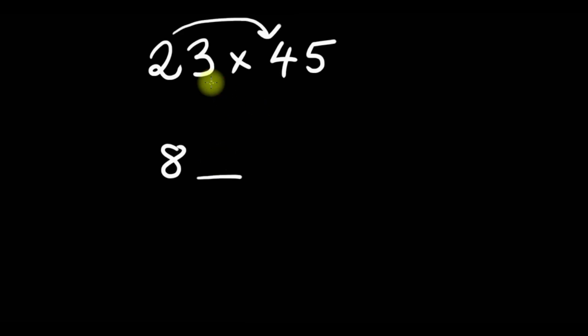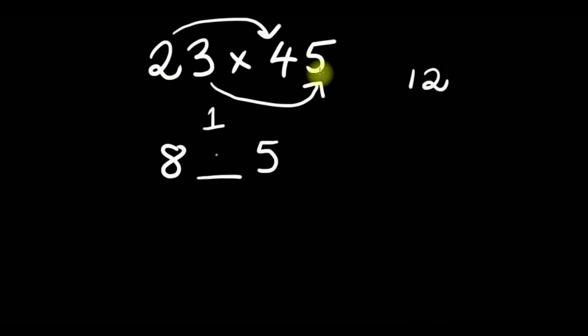Then you take the last digit times the last digit, so 3 times 5 is 15. You write a 5 here and then a 1 here. That's how you write out 15, and then we're going to have a number that goes right in the middle. To get that middle number, you take the inside number times the inside number, so 3 times 4 is 12, and then the outside numbers, 2 times 5 is 10. When you add those two numbers, it's 22. So the middle number is going to be a 22.